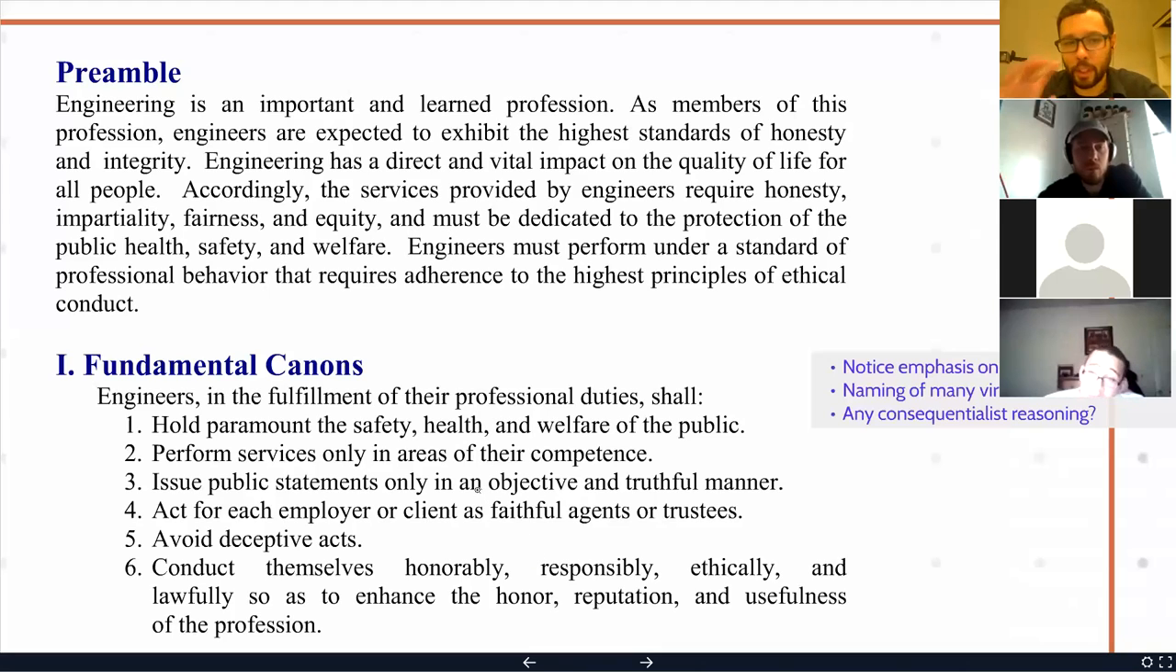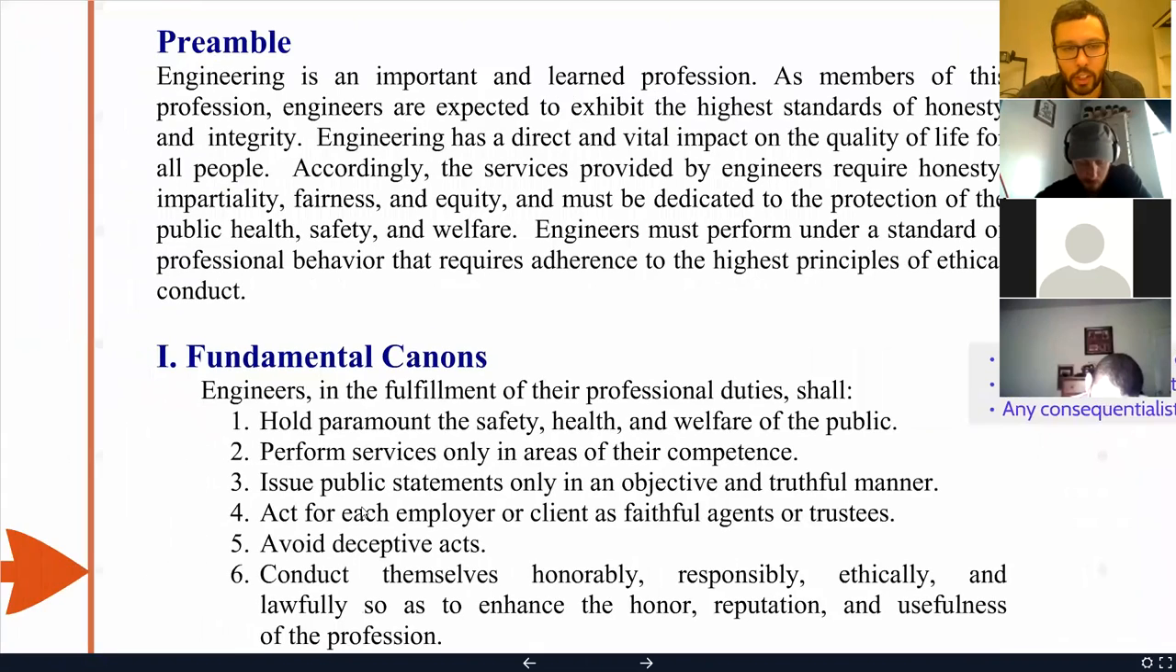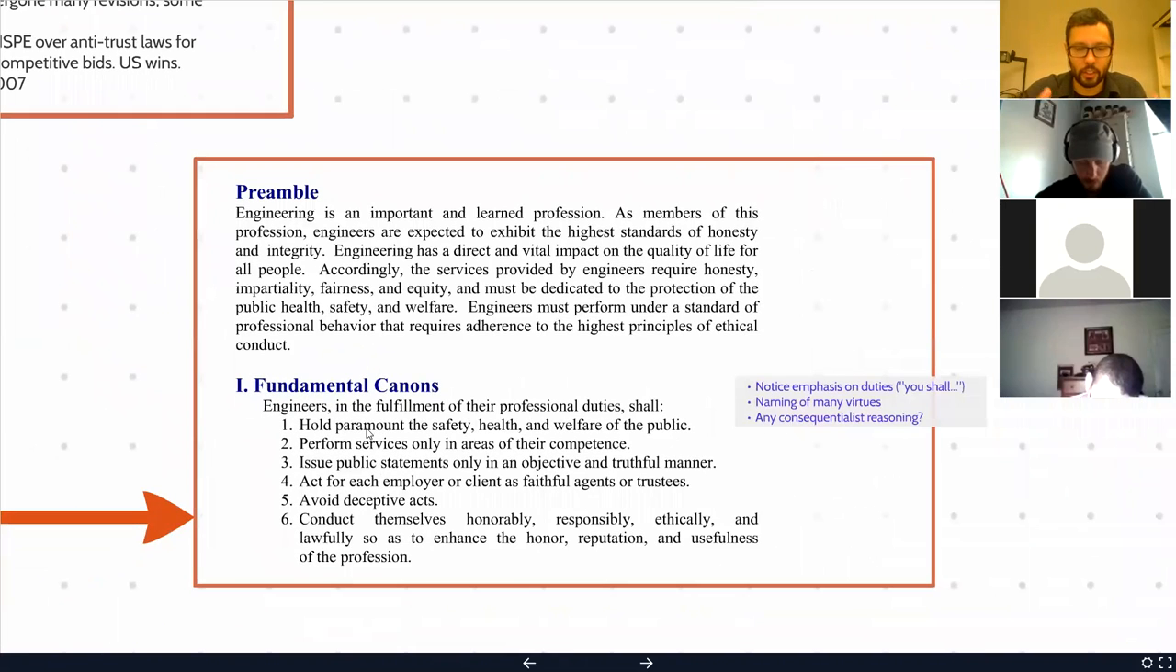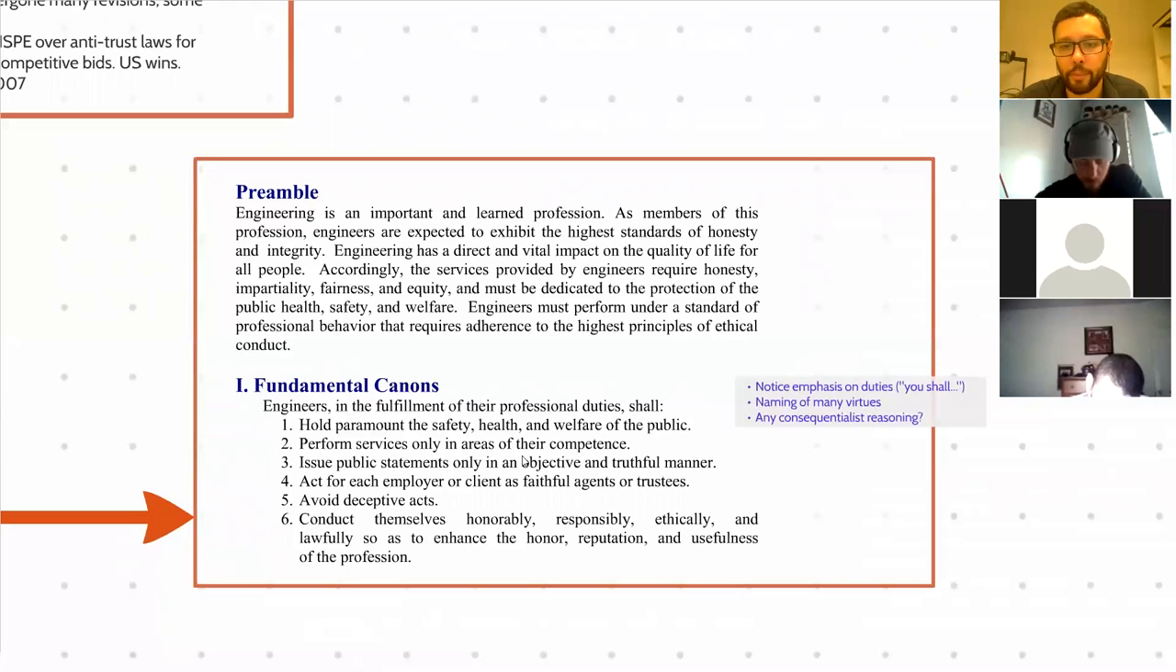I just wanted to point this out because we've been thinking for the last few weeks about ethical theories, and you can see that in this document, all the ethical theories come into play. The point is not, is one ethical theory right or is the other wrong? The point is, how do these ethical theories yield the kind of reasoning that we make about ethical circumstances?